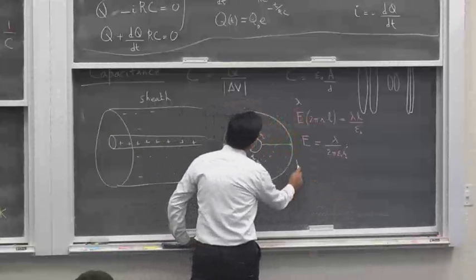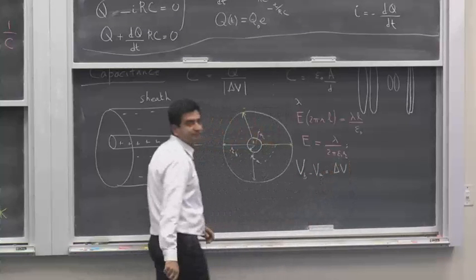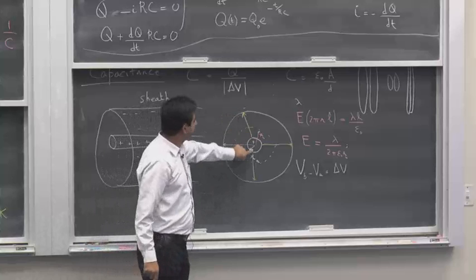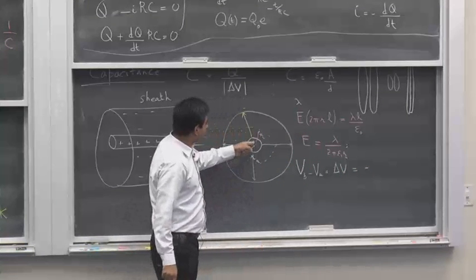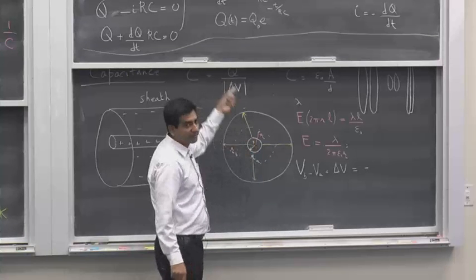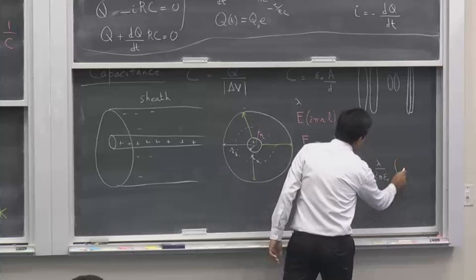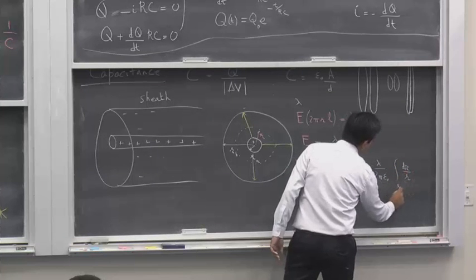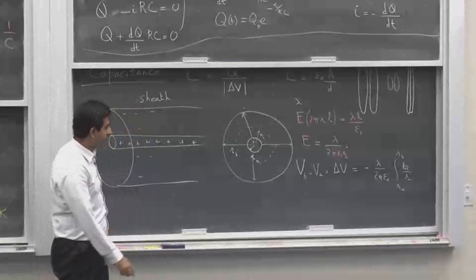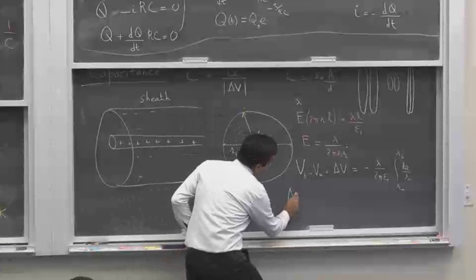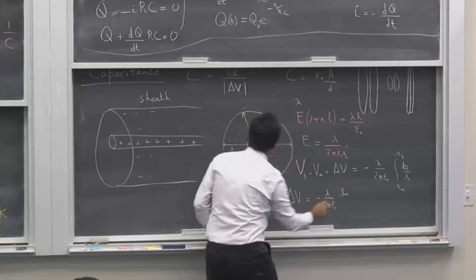If I were to calculate Vb minus Va, which I define as delta V, this is B, this is A, this equals the negative of the dot product of the electric field and this distance as we traverse it. So this equals minus lambda over 2 pi epsilon naught times dr over r as we go from A to B. This is the potential difference between these plates. Now I move here: delta V equals minus lambda over 2 pi epsilon naught times the natural log of Rb over Ra.